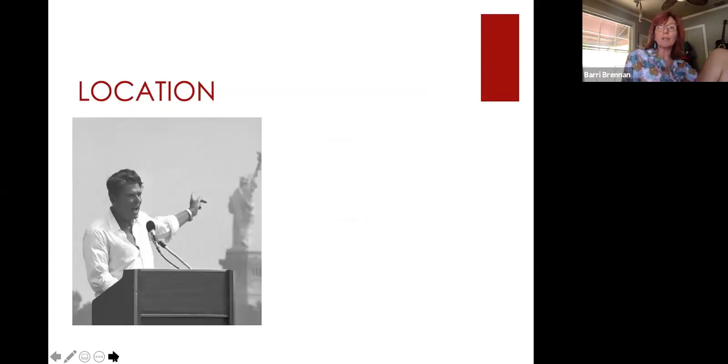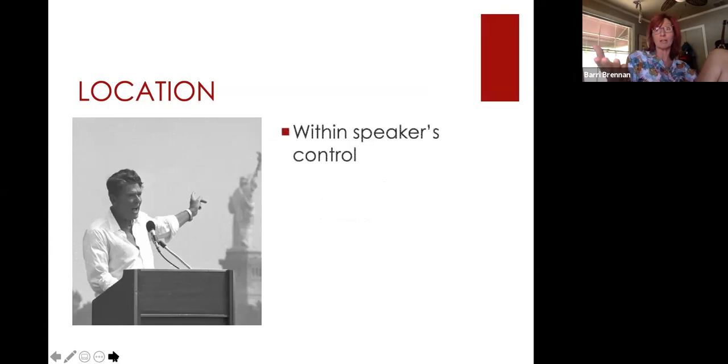Location: where are you giving that speech? Are you giving it in a place where you've got four walls and you're able to bounce your voice off of something? Or are you giving a speech outside, where it's going to require you to have a mic or some kind of technical help, maybe technological too?